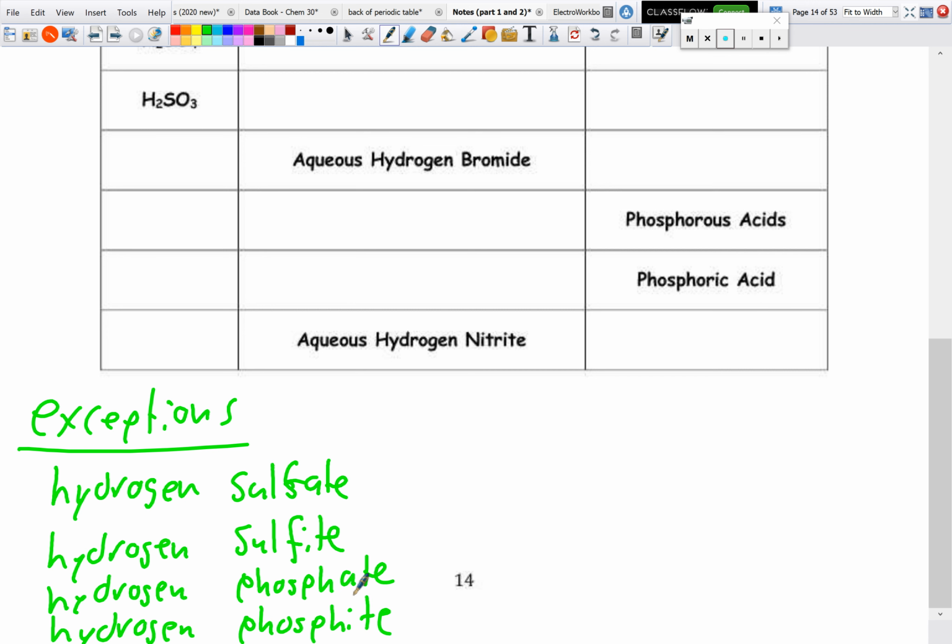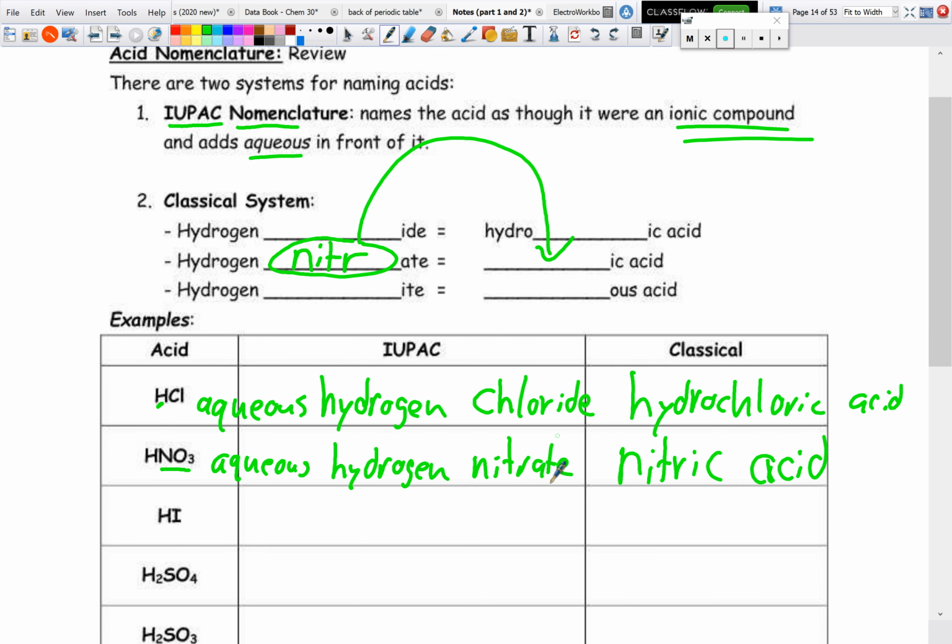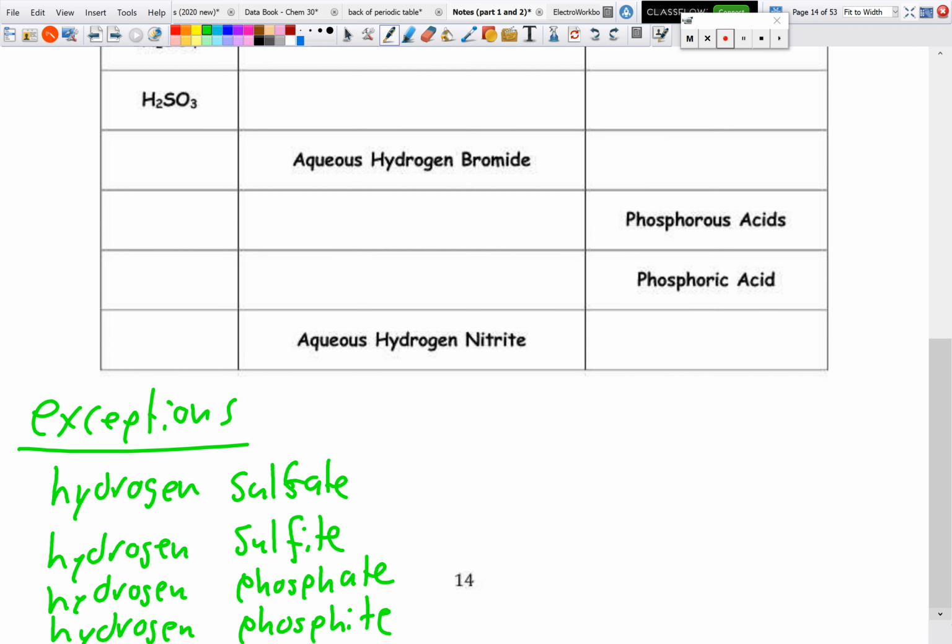Now the reason that these are going to be exceptions is that if you look at the other examples up here, like where this was nitrate, we just took off the ATE ending and stuck it with nitric acid. Now these here, if we tried this for the IUPAC and just took the SULF out and then tried to go sulfic acid, it wouldn't be it.